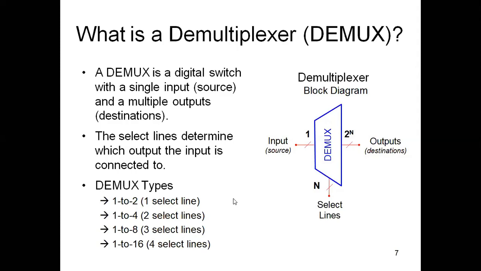See here, a 1 to 2 demultiplexer. Here you pass 1 as an input and it produces 2 outputs, any one of the outputs from the 2. So how many selection lines are required? 2 power n is 2 power 1, so n is equal to 1. That is 1 selection line.